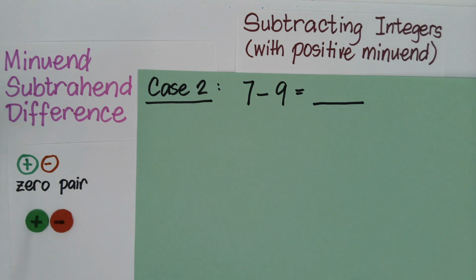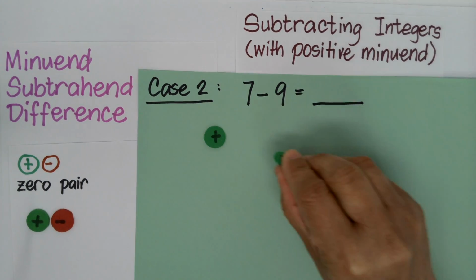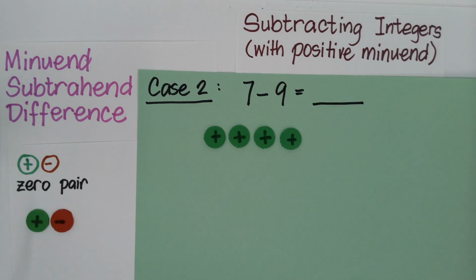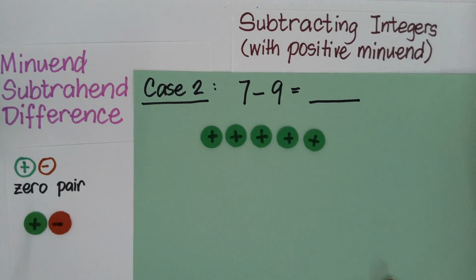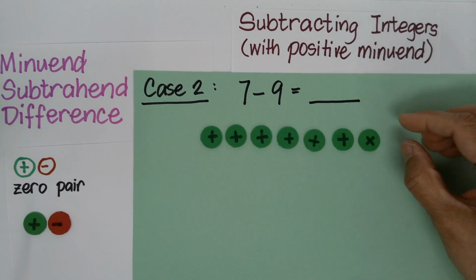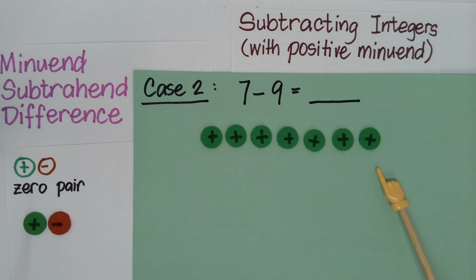This time we have the second case, wherein our minuend is still positive and our subtrahend is still positive, but this time the subtrahend has a greater value than our minuend. So that's 7 minus 9. We represent 7 with 7 positive discs. 1, 2, 3, 4, 5, 6, 7. So we have 7 positive discs.